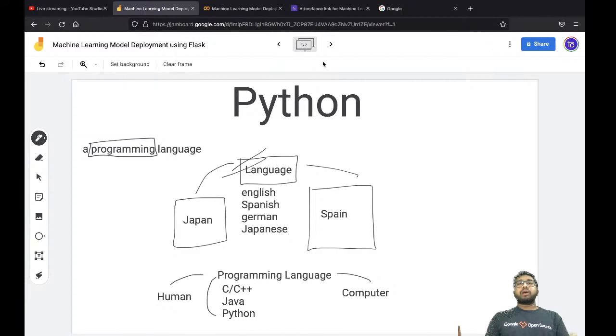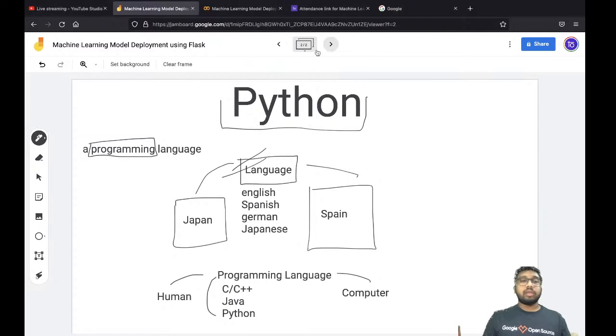Everywhere we go, we hear about concepts like data science, machine learning, data analysis, deep learning, and everything revolves around Python. So why Python? Why not Java? Why not C? Why not C++? They are also powerful languages. C is faster than Python. Why are we not preferring C? Why are we preferring only Python?